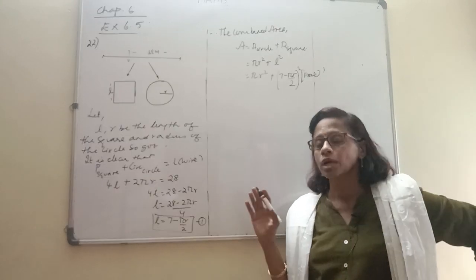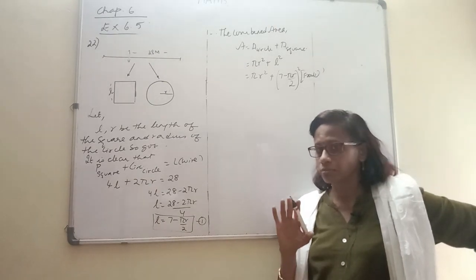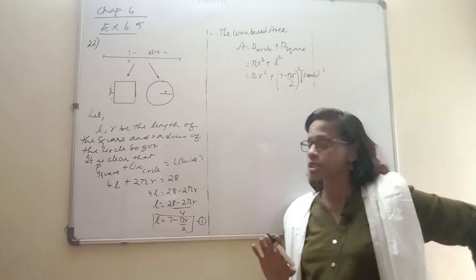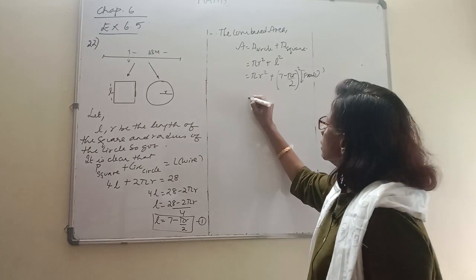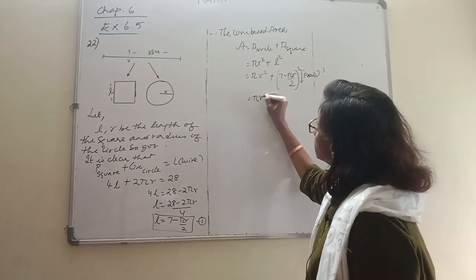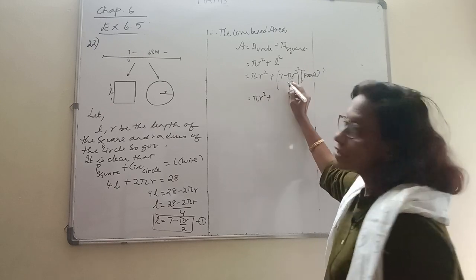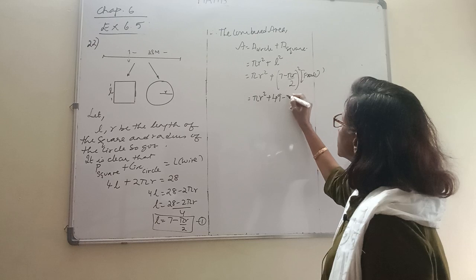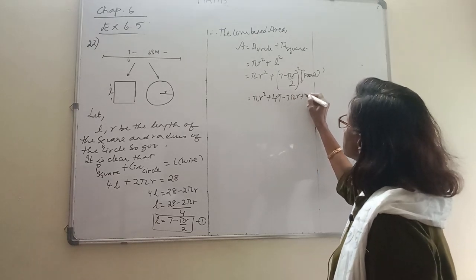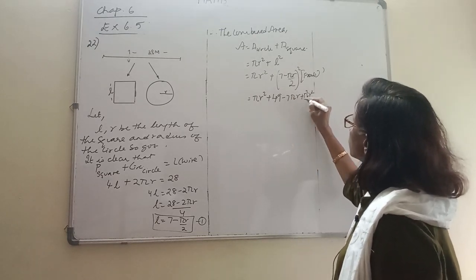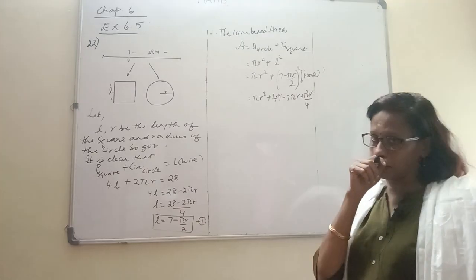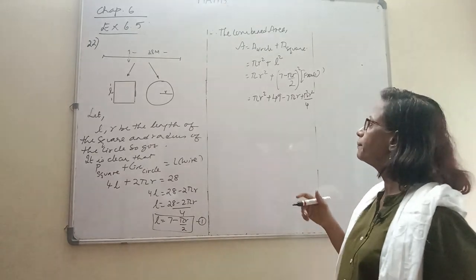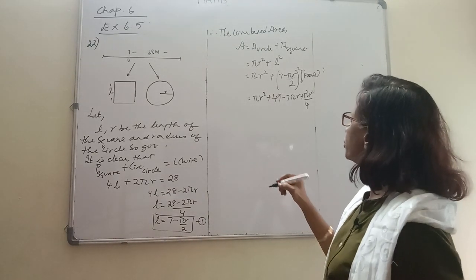So we will try to get it more simplified before we go for the differentiation. So this is pi r squared plus, when we expand this (a minus b) whole square, 49 minus 7 pi r plus pi squared r squared over 4. So when we do the expansion, that's A for us.